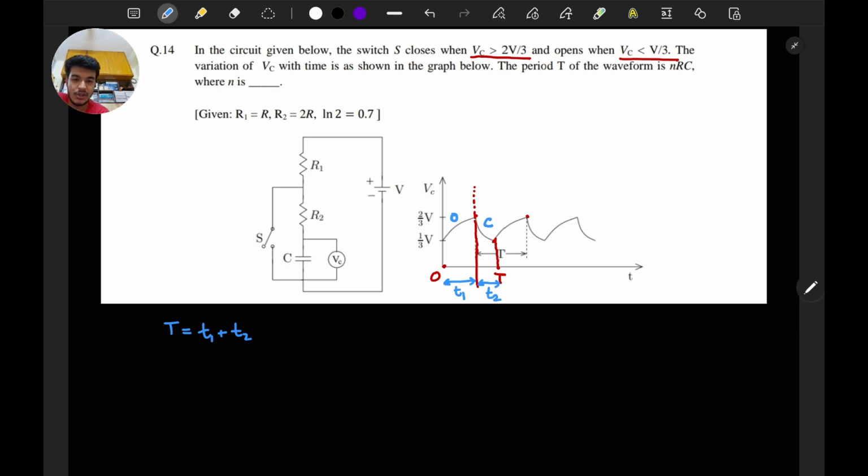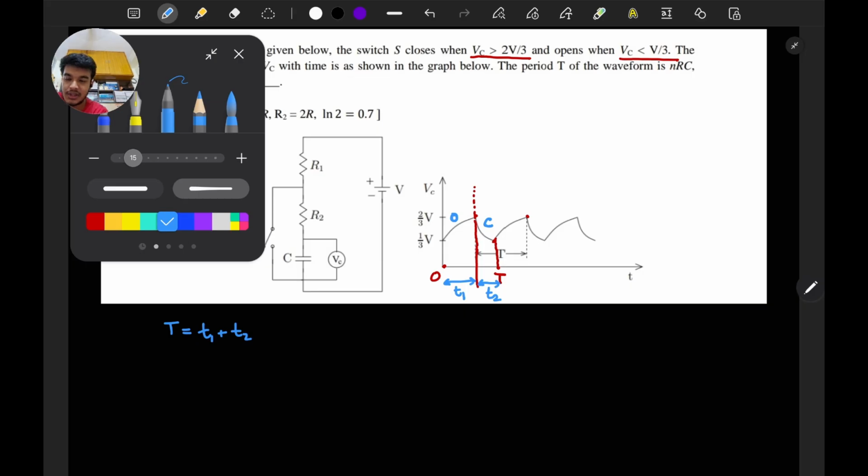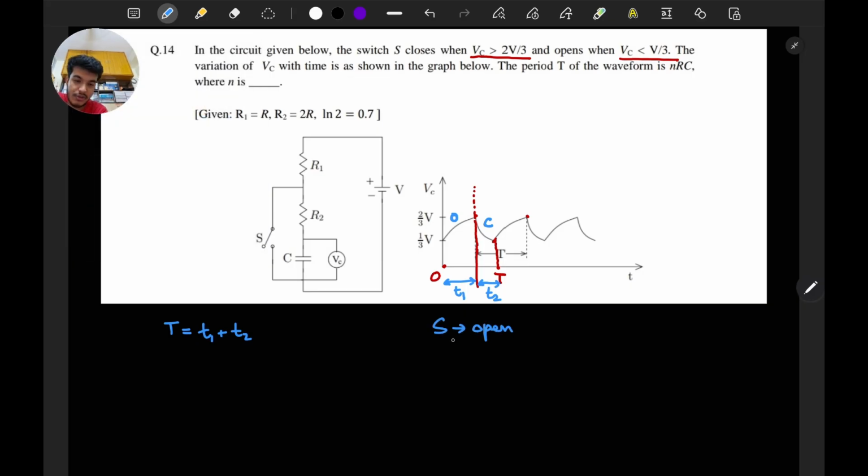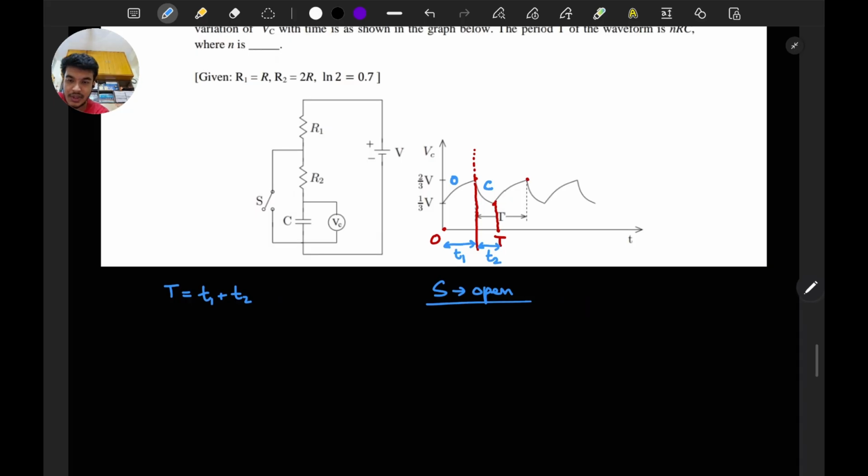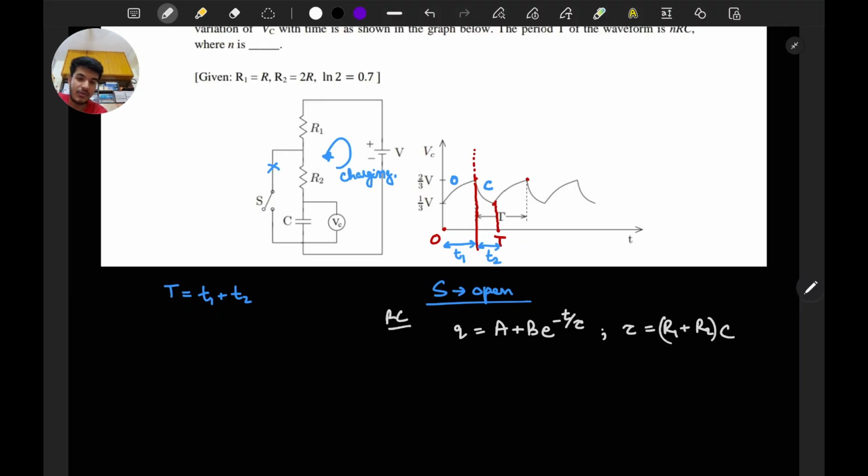Now let us focus on the period when the switch is open. When the switch is open, we have this entire circuit and we forget this part, right? So the charge flows in this direction, and this is the charging phase. Charging of C occurs. In any transient state of an RC circuit, the general expression of Q can be written as A plus B e power minus t by tau, where tau is its time constant. Here tau is (R1 plus R2)C, because the whole circuit is now charging. R1 and R2 are in series connection.